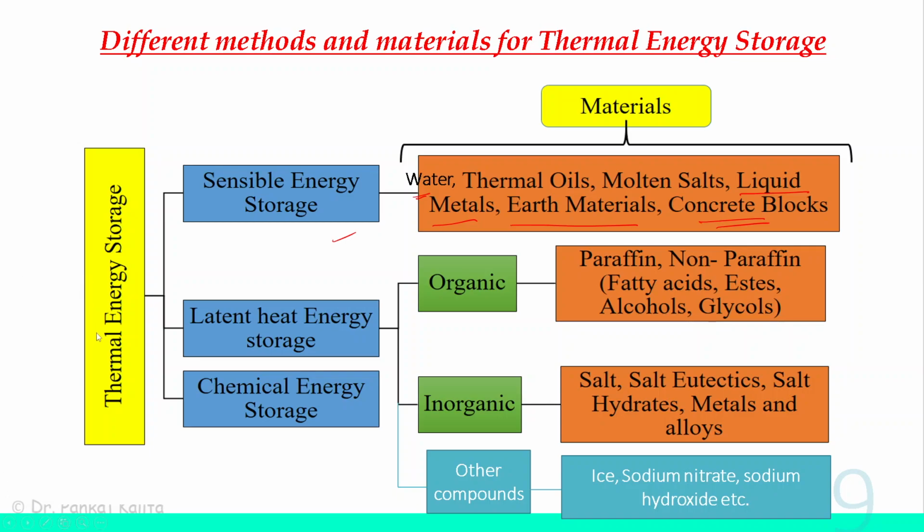So basically, thermal energy storage has three types: sensible, latent, and chemical. Sensible energy can be stored in materials like water. Water is the best because it's cheap and can store energy, but the main limitation is it cannot store energy up to very high temperature. The specific heat of water is quite high. There are also organic paraffins, inorganic salts, eutectics, hydrates, metal alloys, and other materials.